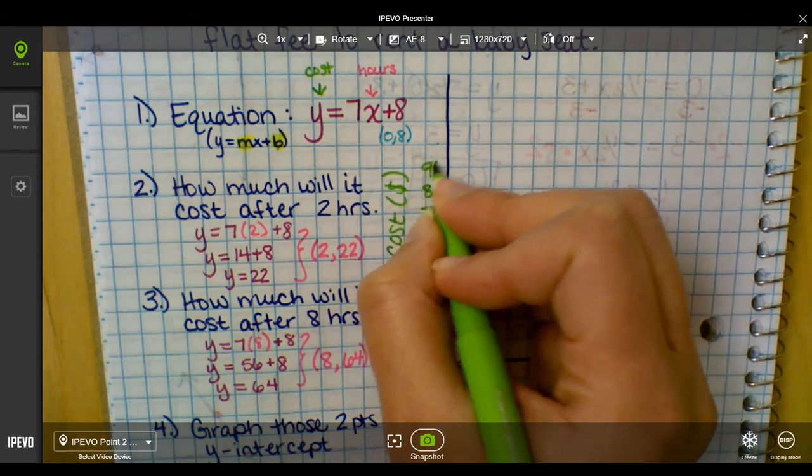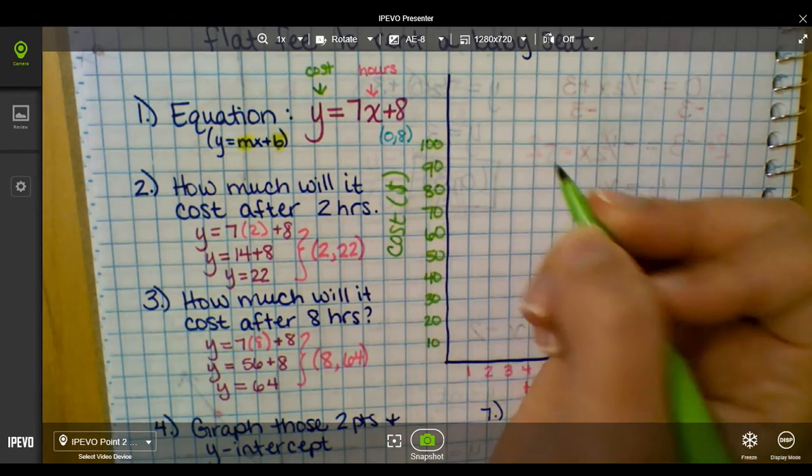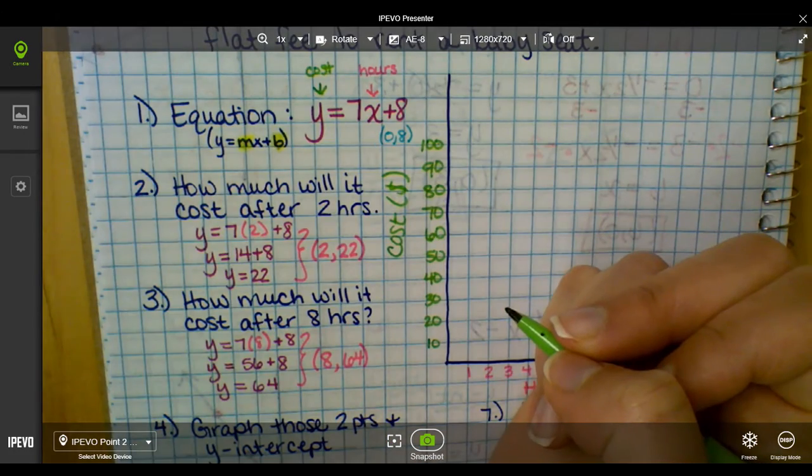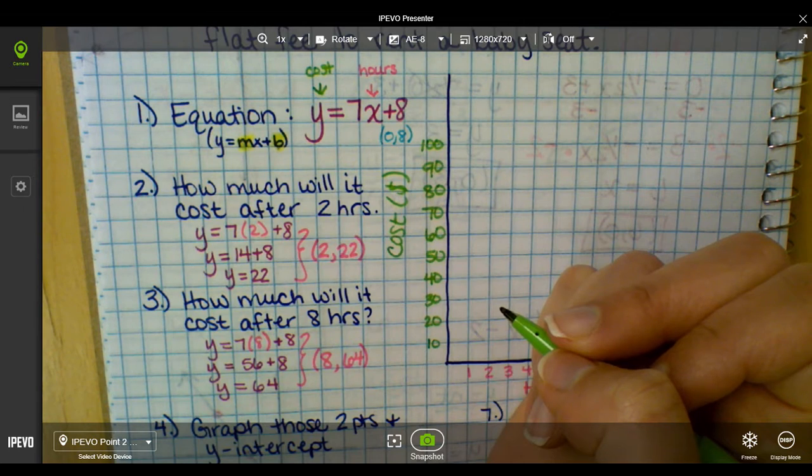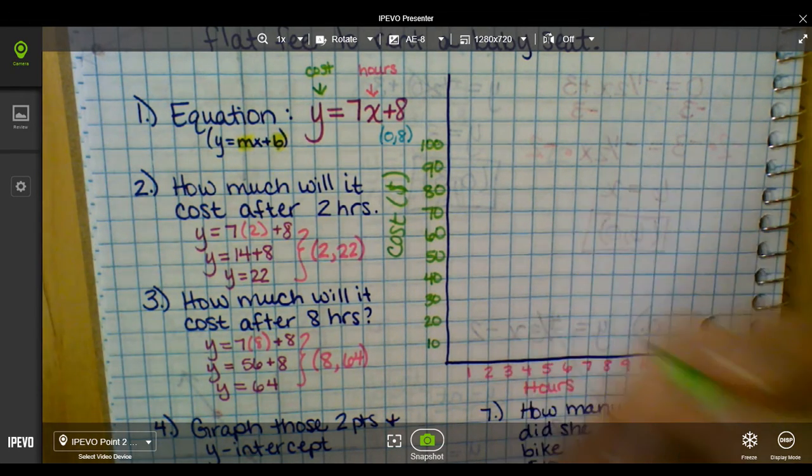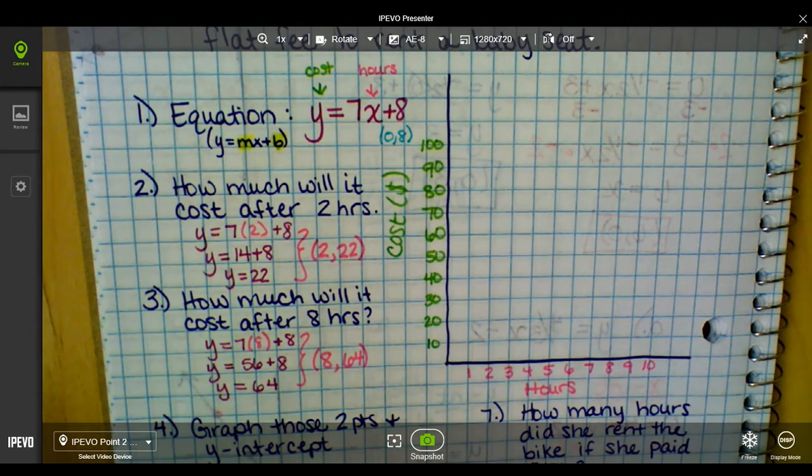And if you wanted to, you can go up by 8 and just go up by 8s like that. If you wanted to, you can go up by 5s if you have enough room. So it really doesn't matter what your scale is, just as long as you can fit everything on there.